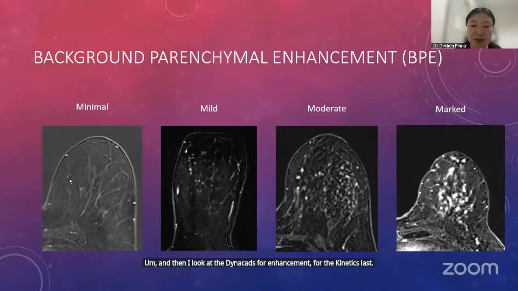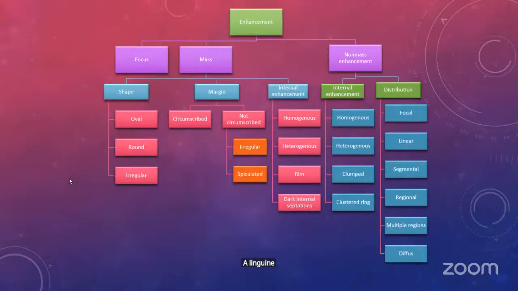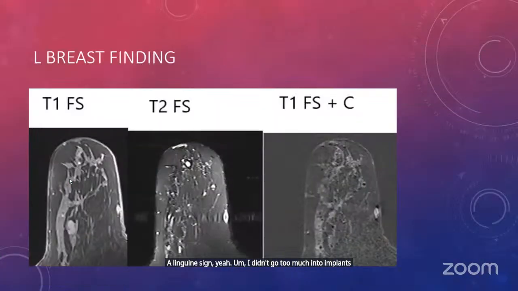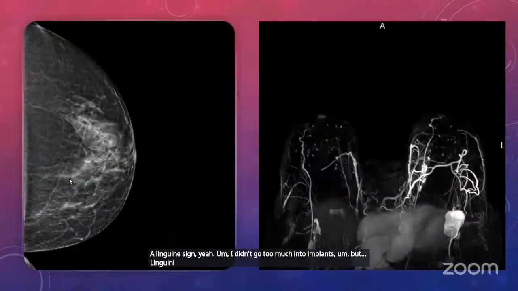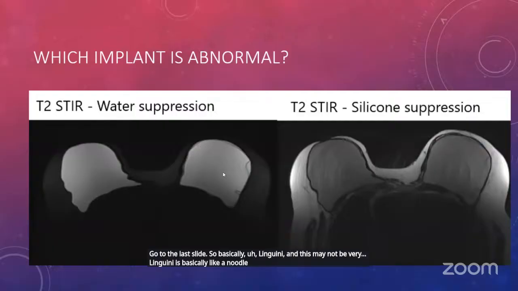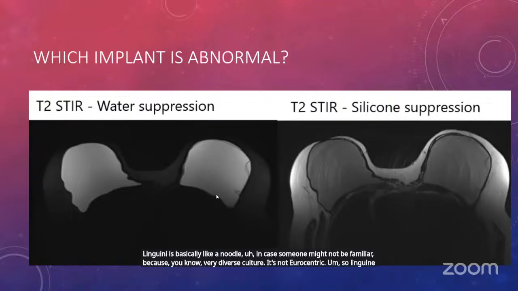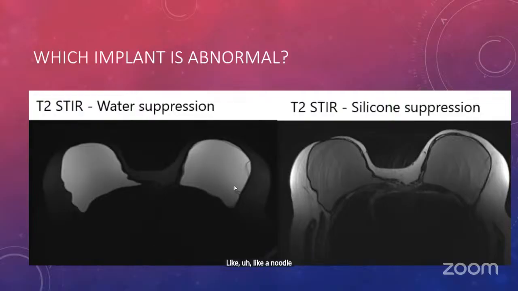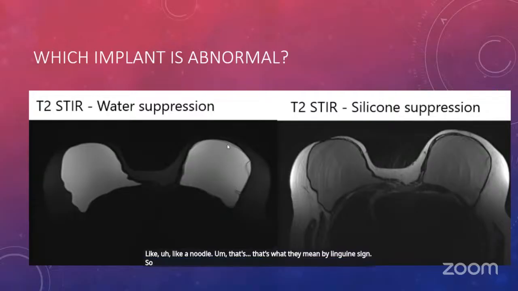And the very last question is, what is the linguini sign on silicone implants on breast MRI? The linguini sign, yeah. I didn't go too much into implants, but go to the last slide. So linguini is basically like a noodle, in case you might not be familiar, because, very diverse culture, it's not Eurocentric. So linguini is like a pasta. You just imagine these lines, if they lay flat like a noodle, that's what they mean by linguini sign. So imagine if there was a lot more fluid around this implant and this wall was collapsed down. That's what a linguini sign is.